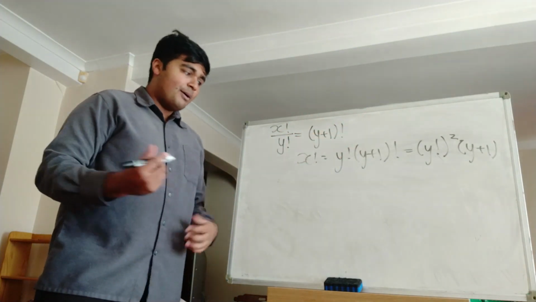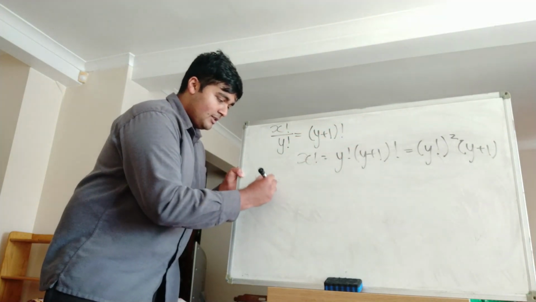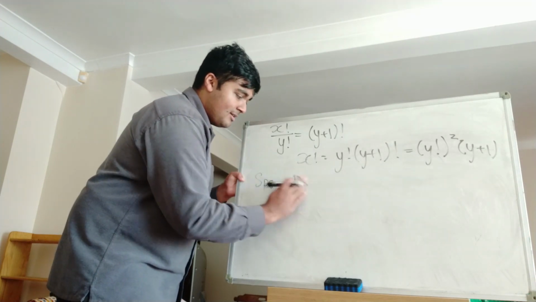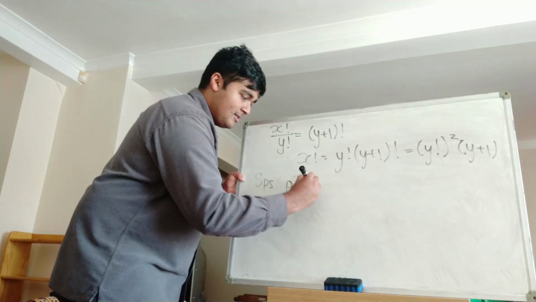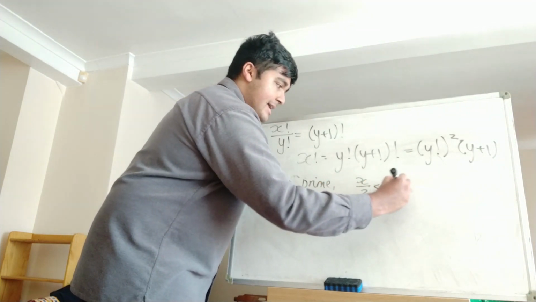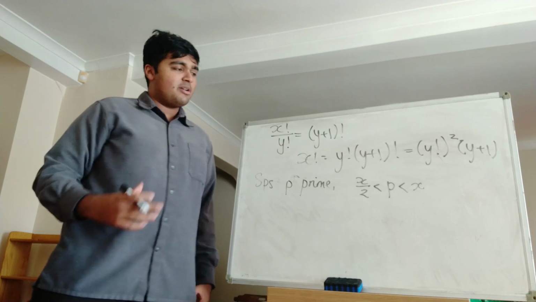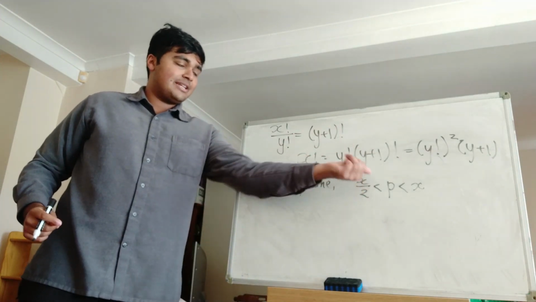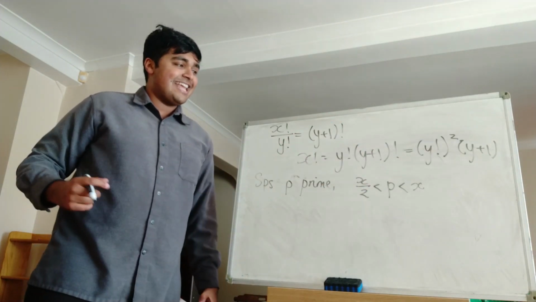Now what we're going to do is suppose we have a prime p, but it's between x over 2 and x. So we have a prime which is between x over 2 and x, so strictly greater than x over 2 and strictly less than x.